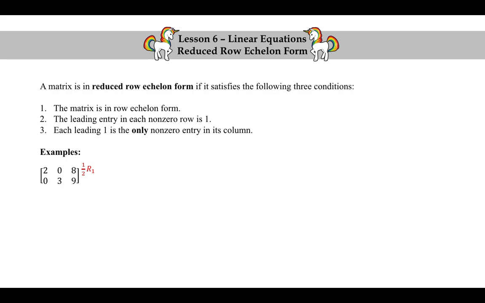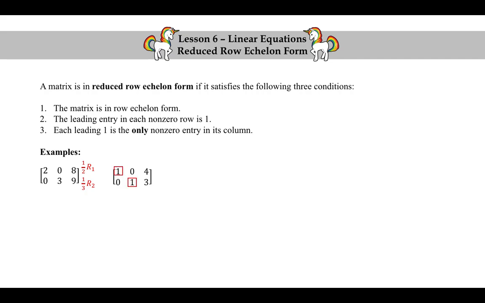Starting with the first row, we'll go ahead and multiply it by a half, and we have that 1/2 times 2 is 1, 1/2 times 0 is 0, and 1/2 times 8 is 4. We now have a leading entry of 1 in the first row. To get a leading entry of 1 in the second row, we're going to scale by multiplying by 1/3. 1/3 of 0 is 0, 1/3 of 3 is 1, and 1/3 of 9 is 3. We now have a matrix that is in reduced row echelon form.